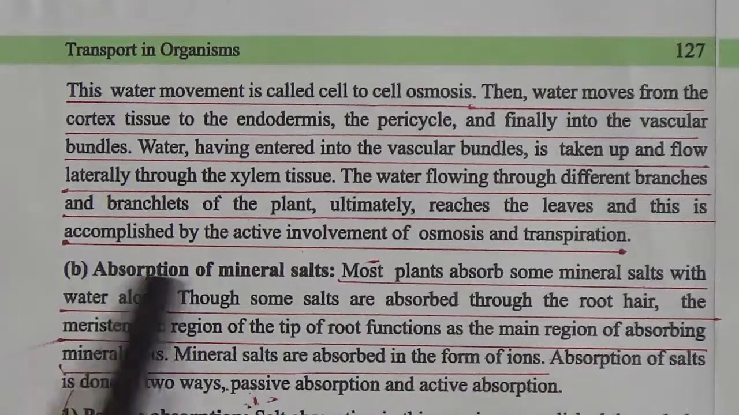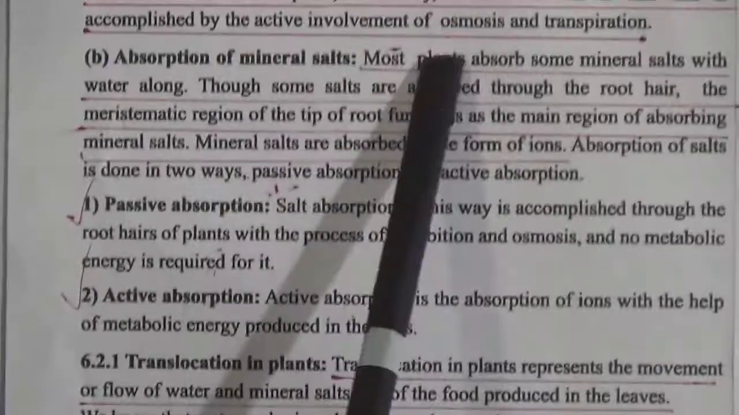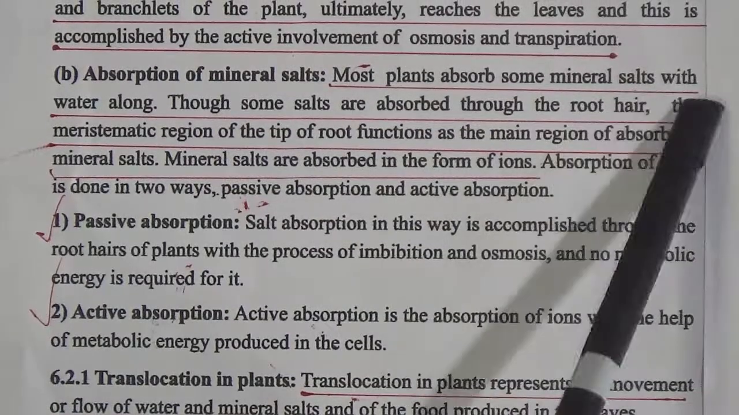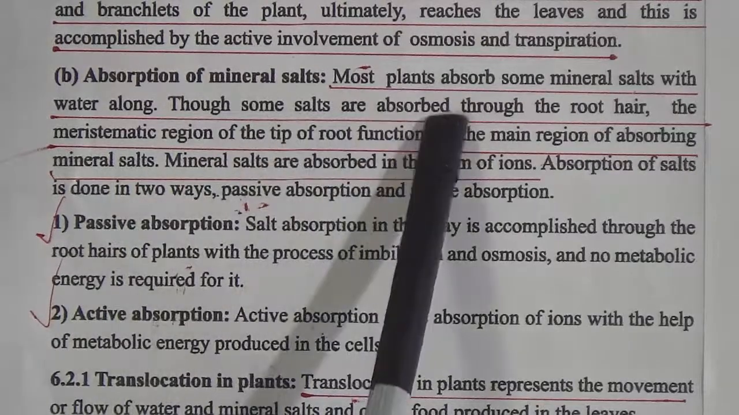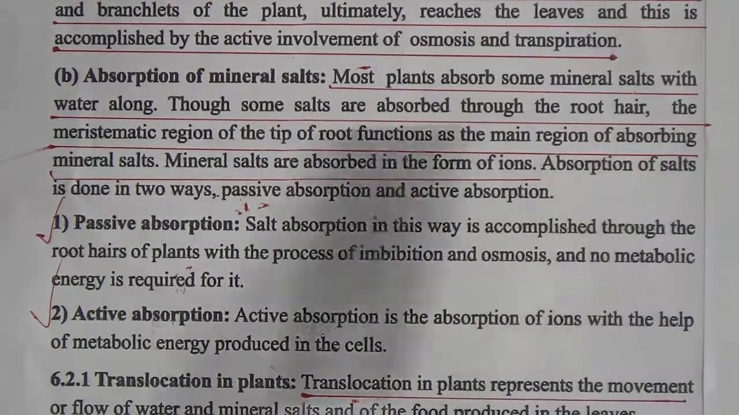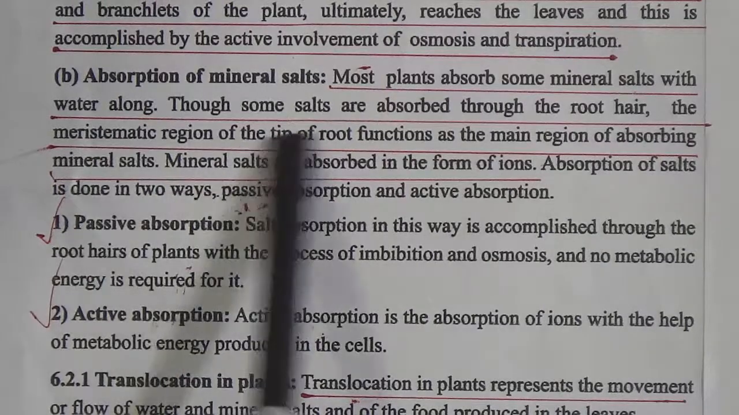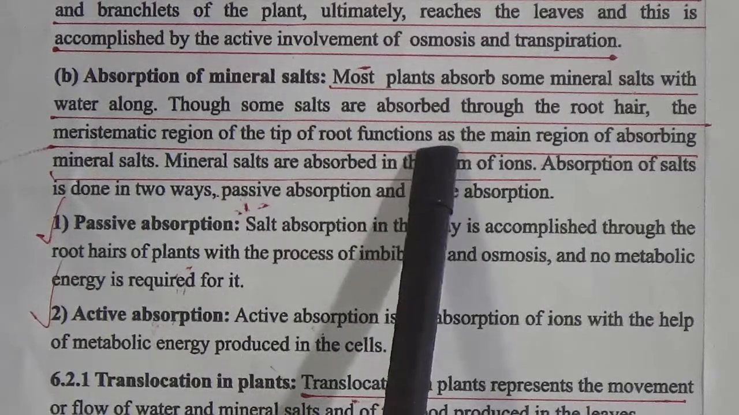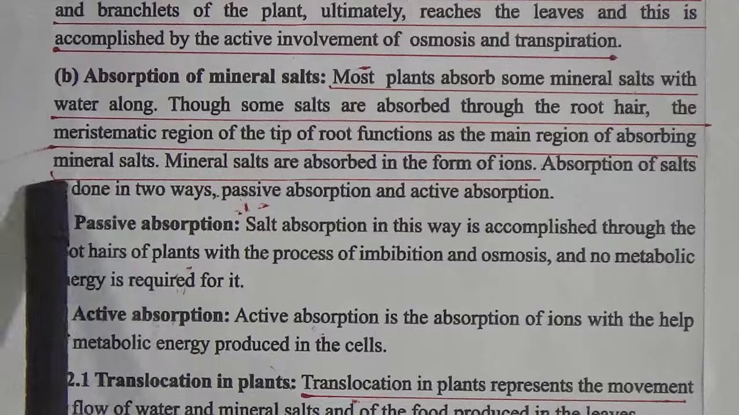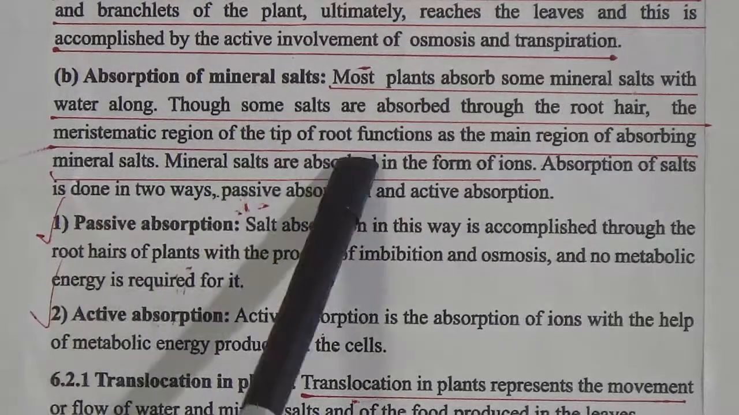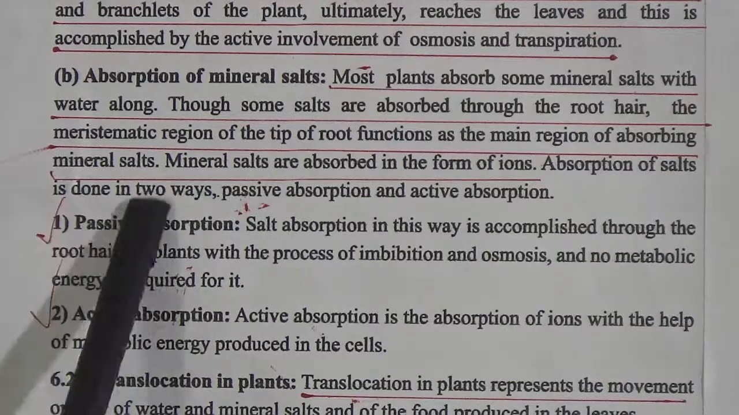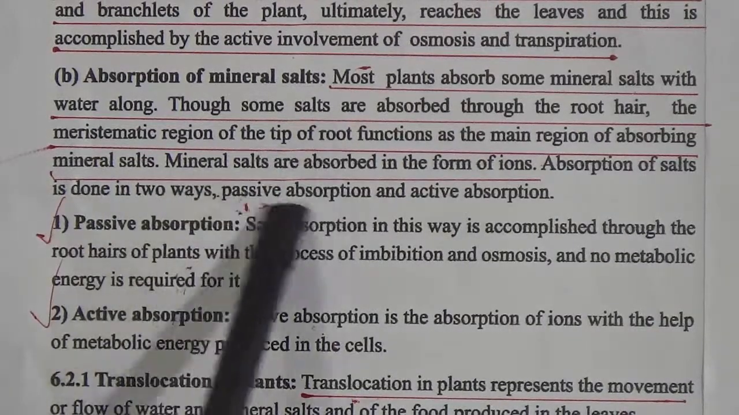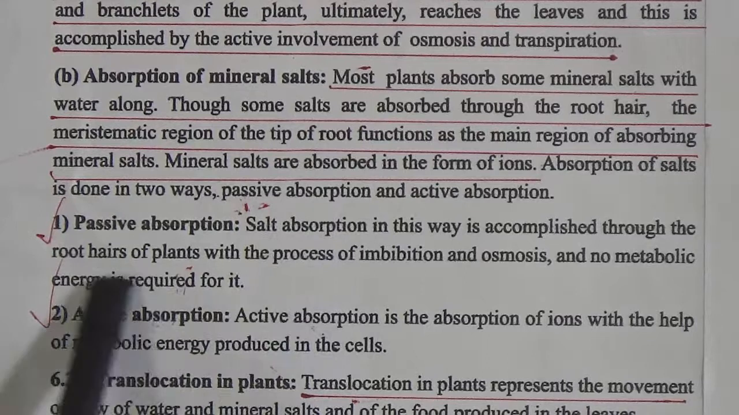Now come to the absorption of mineral salt. Most plants absorb some mineral salt with water alone. Though some mineral salt is absorbed through root hair, the meristematic region of the tip of the roots functions as the main region of absorbing mineral salt. Mineral salt is absorbed in the form of ions, and the absorption of mineral salt is done in two ways. One is passive absorption, another is active absorption.